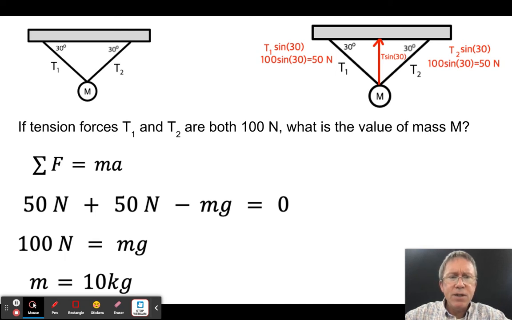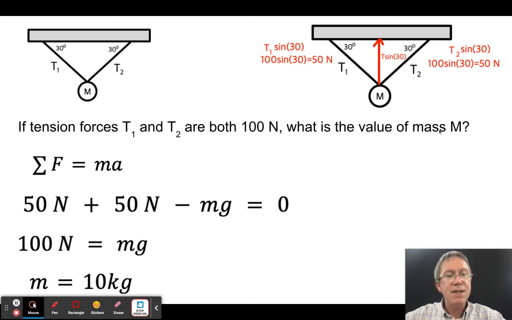Okay, well, this might look a little bit spooky at first, but you'll get used to these. Okay, so here what I've got is this. I've got two tension forces, T1 and T2. Here they are. All right. And I'm told that the tension force is 100 newtons in both cases. And I see that they're both acting at a 30-degree angle to hold up mass m.